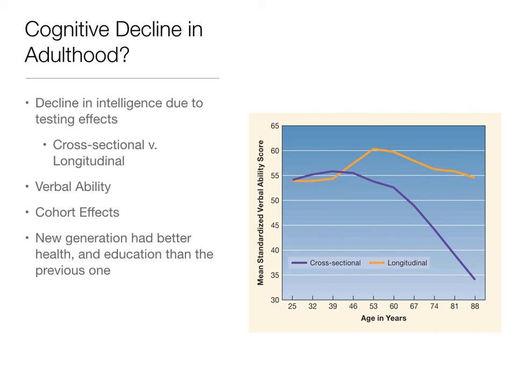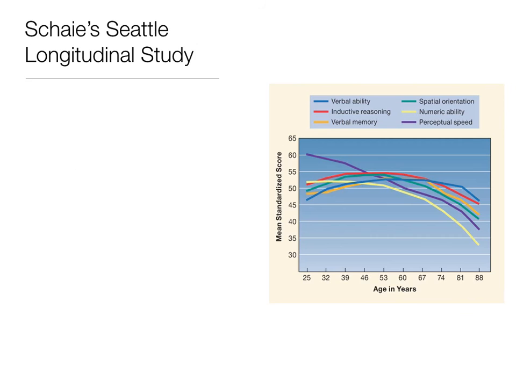So again, we really see that these differences are based on cohort effects, or the differences in generations. So the newer generation had better health and education than the previous one. And so it's really more reflective of these differences in these cohorts than it is reflective of actual decline in adulthood. And there are differences in the tests as well, and so they may not be tapping the same level of information that older adults are using.